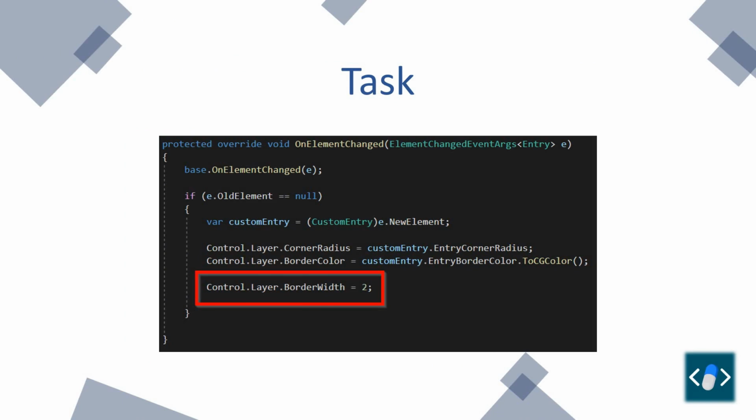So in the end, I would like to give you a task. As you saw, we hard coded this border width in both the renderers, for iOS and Android. I want you to make a bindable property so that the user can set this in the main page itself. Try to do it, and if you face any issues, you can comment in the comment box below.